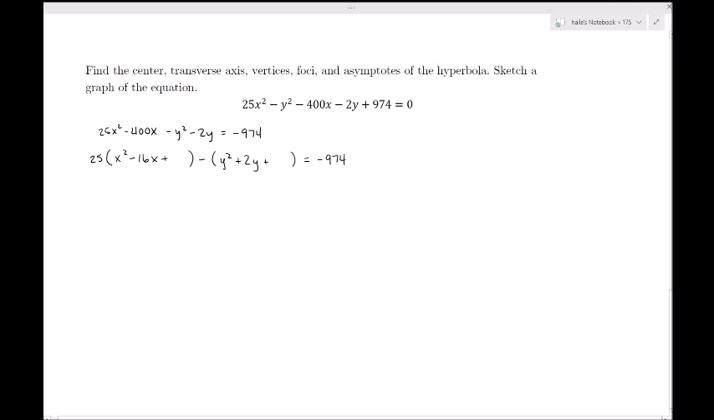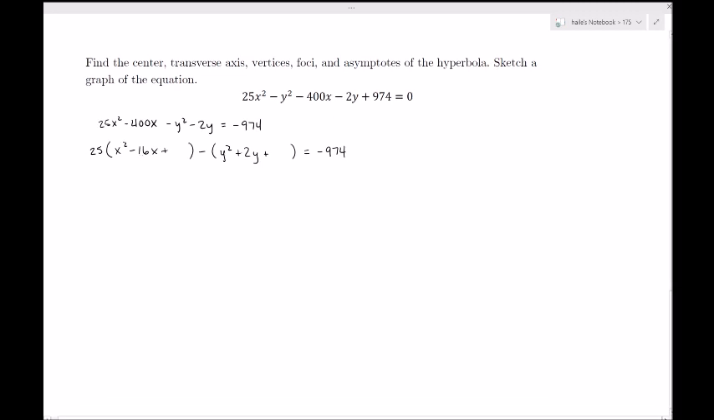Now we need to figure out what are those special numbers that we need to add to both the x terms and the y terms. The way we do this is we look at the coefficient of the linear term, so we would be looking at 16 and 2. We want to divide those numbers by 2 and then square them. So 16 divided by 2 is equal to 8, and 8 squared is equal to 64. So we're going to add a 64 to the x terms, and for the y terms we have 2 divided by 2 is equal to 1, and 1 squared is equal to 1. So we're going to add a 1 to the y terms.